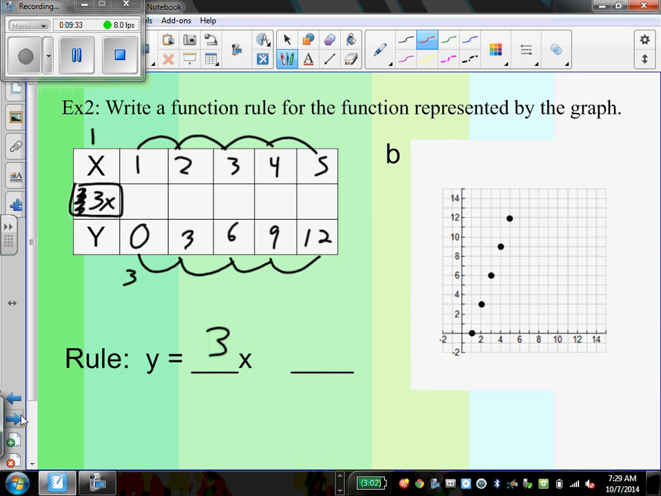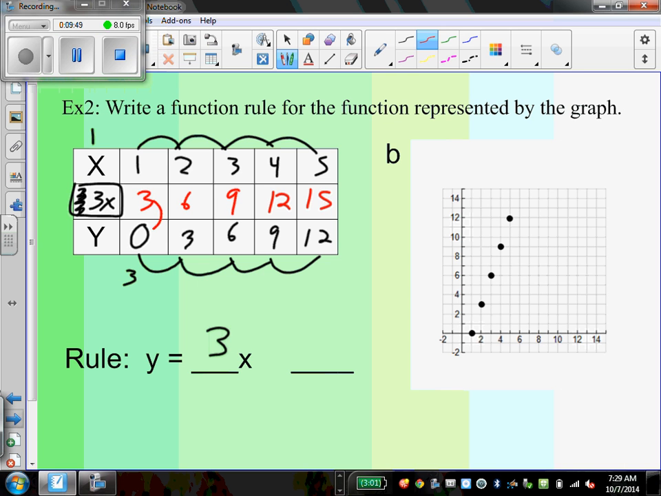Let's calculate this middle row then. 1 times 3 is 3, 2 times 3 is 6, 3 times 3 is 9, 4 times 3 is 12, and 5 times 3 is 15. Now let's look for that second pattern.